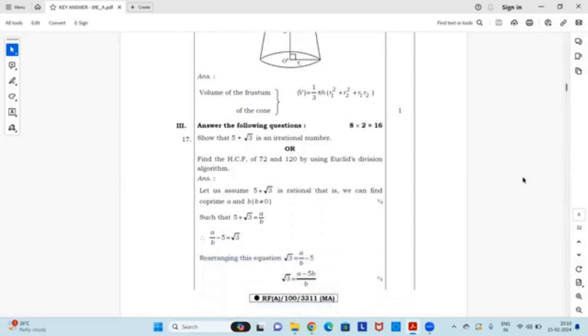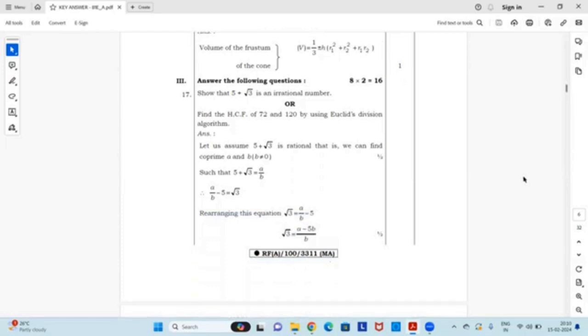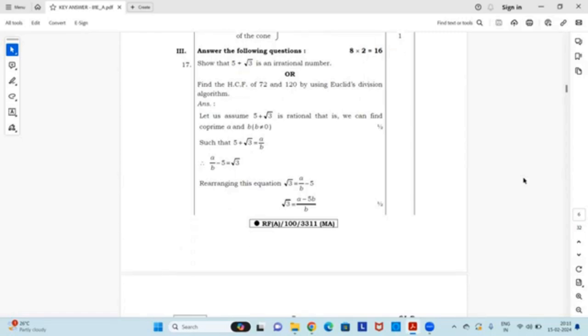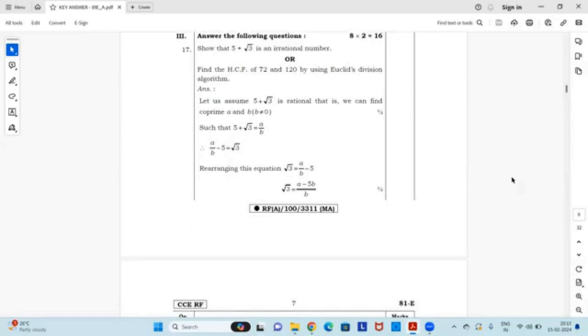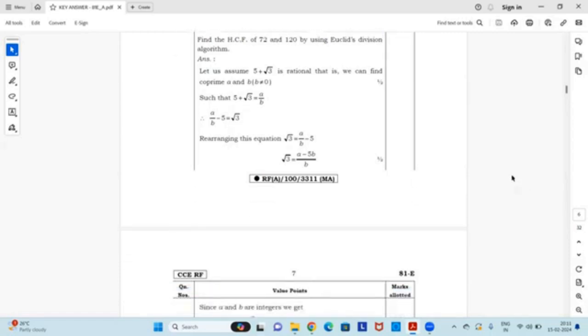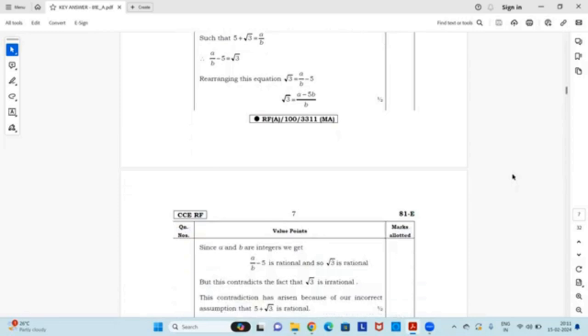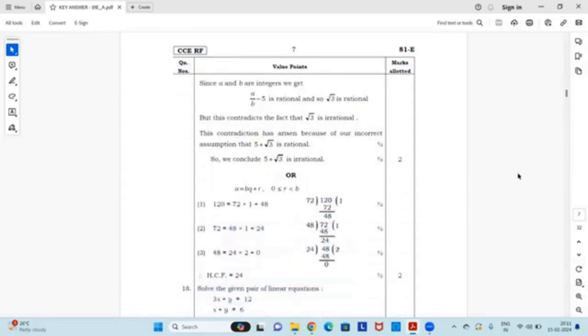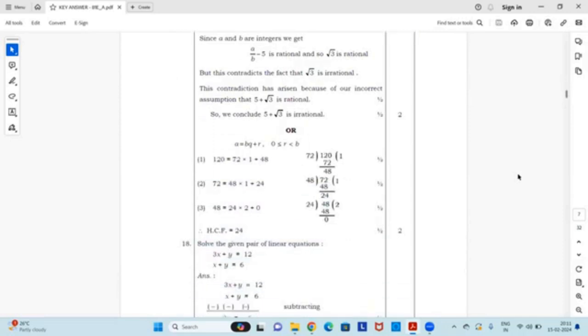Continue with the third question, third main. Answer the following questions. It is question number 17. Here you have two options. You have one irrational number question, and second is find the HCF. So either of it, you can solve any one. So first we'll just see the answer for the irrational number and then HCF. So you observe it, look at it, take the screenshot, pause the video. Okay. After that, you have the HCF question's answer.